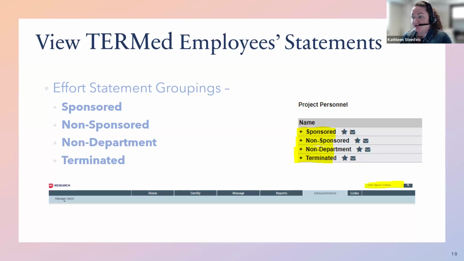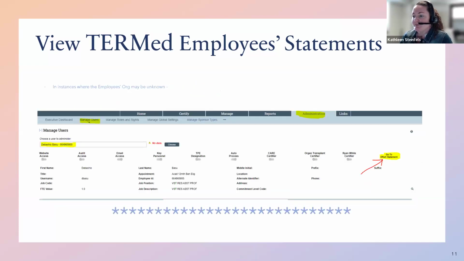If you don't know which org to search them in, another handy way to find terminated employees is to come to the administration tab and select manage users. You can either type in the UIN or the last name of the individual and then select them from the dropdown that appears underneath this field. Then once you have this administration screen up, in the upper right-hand corner there is an option to go to the effort statement. This is a useful tool in instances where you may not know what org a terminated employee might fall into. So we wanted to point that out.